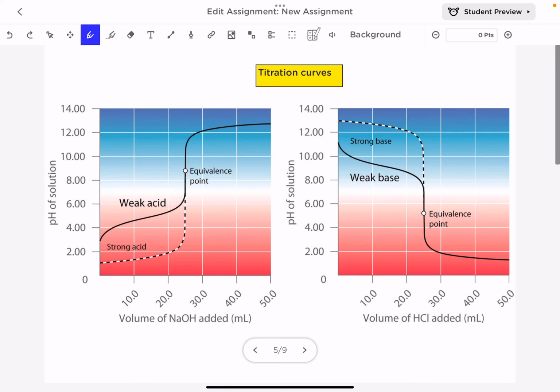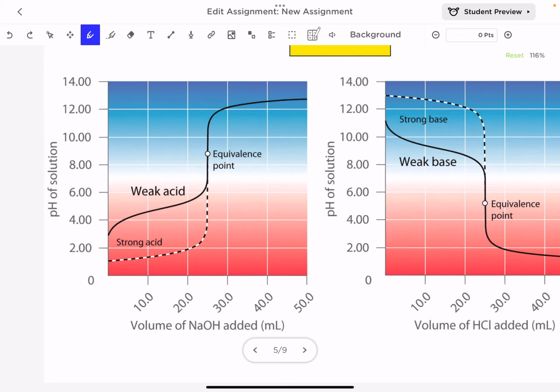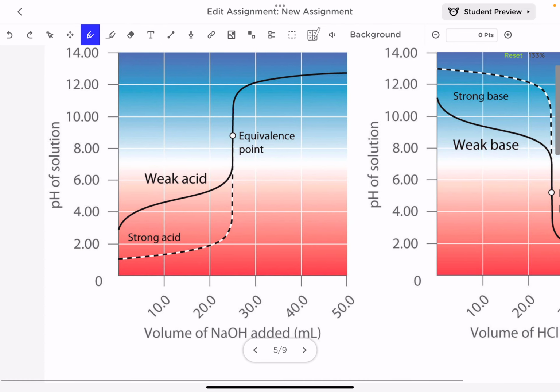I will be explaining the shape of titration curves and how to know from the shape whether we have a titration of a strong acid or strong base with a strong base or a strong acid. And also from the shape we can determine if we have a weak acid or a weak base being titrated.